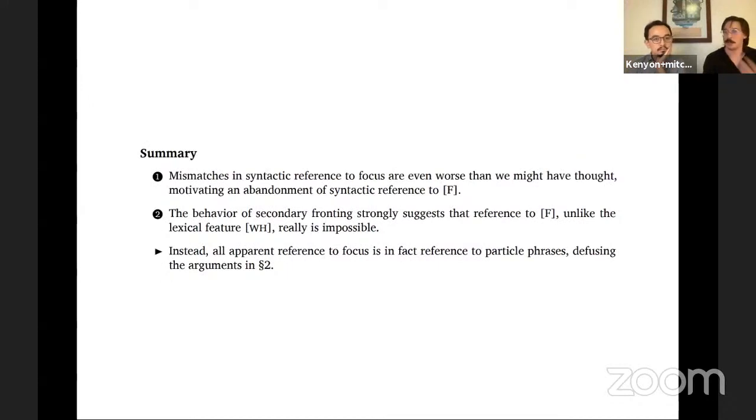So, summing up, there are these mismatches in syntactic reference to focus that are worse than we might have thought. That I think motivates an abandonment of syntactic reference to F, with the relationship between where you place your marker of focus and what is interpreted as being logically focused, however you want to cash that out, being a fairly indirect relationship. And then the behavior of secondary fronting, I think, really suggests that if there were an F feature, it's not behaving like things that we would clearly want to say are features, inherent properties of lexical items like WH. And then all of the cases where some syntactic process is apparently referring to focus can be cashed out using a particle theory like I just spelled out.